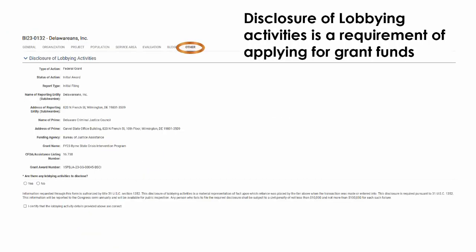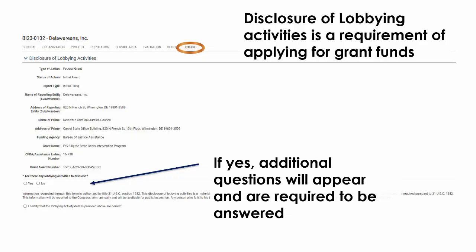Disclosure of lobbying activities is the next requirement for applying for grant funds. This form is now integrated into the system, still in the Other category. If you select Yes for any lobbying activities, additional questions will appear and are required to be answered. This will include adding any individuals who will be performing lobbying services.